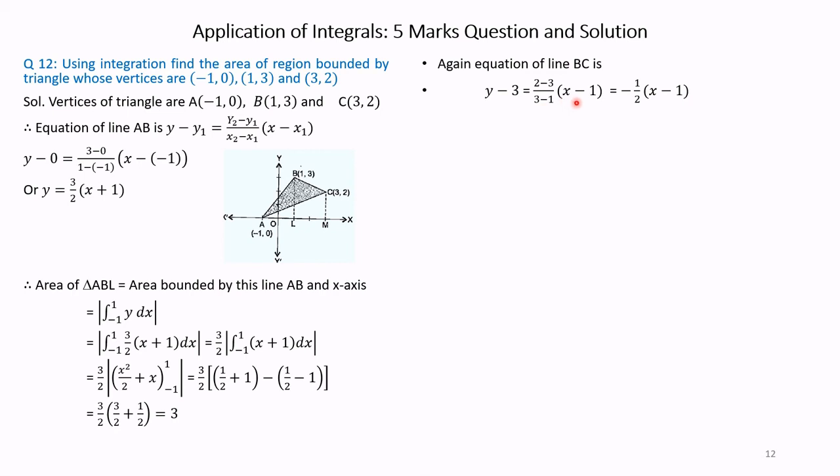That is simplifying. We get minus... 2 minus 3 is minus 1, divided by 2, minus 1 by 2 into (x minus 1). So we have found the equation of the line BC. Therefore, that becomes y equals (7 minus x) by 2.